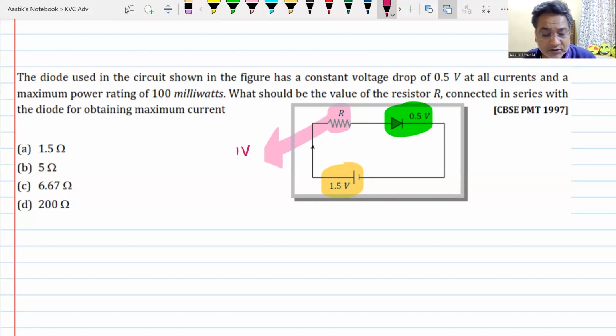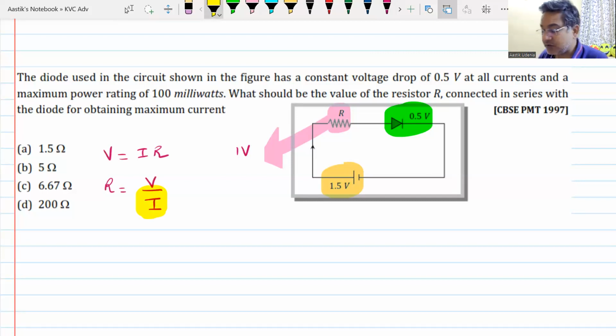The potential drop across the diode is 0.5 volt, and therefore the total potential drop becomes 1.5 volt. I have to find out the current. I have to find out the resistance. V is equal to IR. That is the only formula that we have studied. So the resistance will be V divided by I. If I somehow know the value of I, I would be able to find out the value of the resistance R.